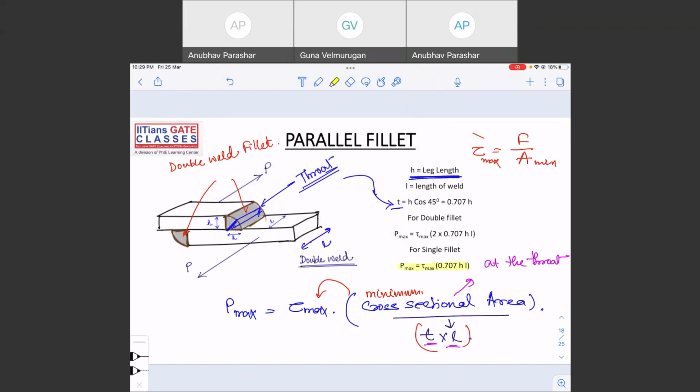If it is a double fillet, there are two fillet welds. Simply the formula will become tau max into 2 into 0.707 HL, because the cross-sectional area will get doubled.